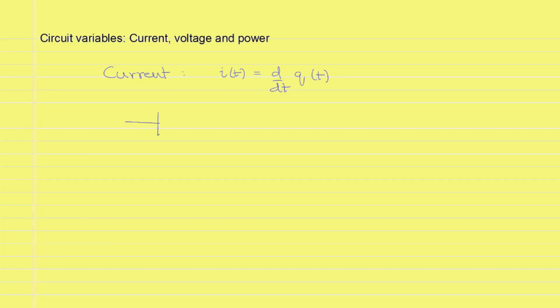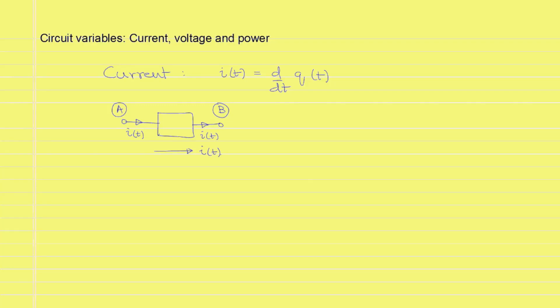If we represent an element with a black box, which is connected between terminals A and B, then the current is flowing in from one terminal and is shown by an arrow, and flows out of the other terminal, again shown by an arrow. For ease of representation, we will simply draw one arrow next to the element and write down the current I of t next to the arrow.